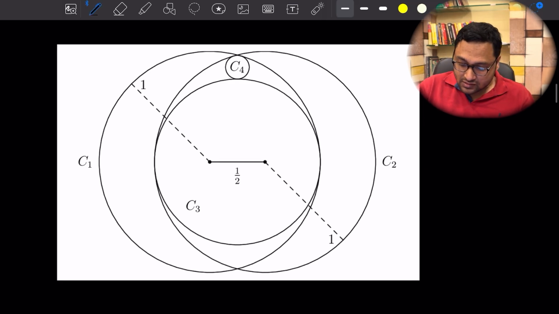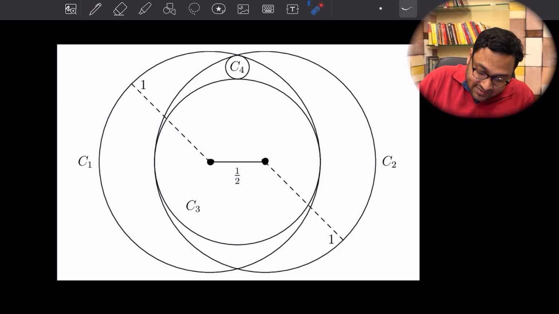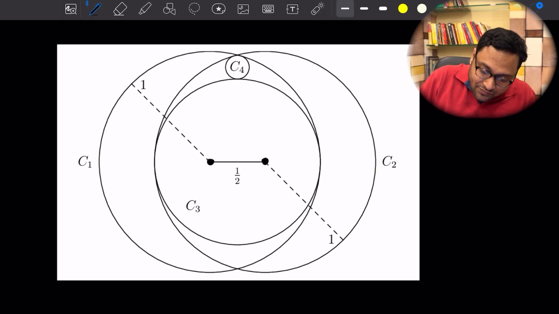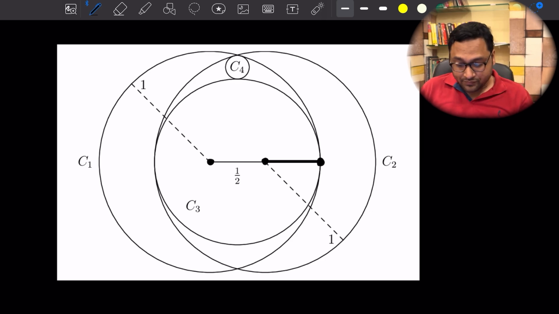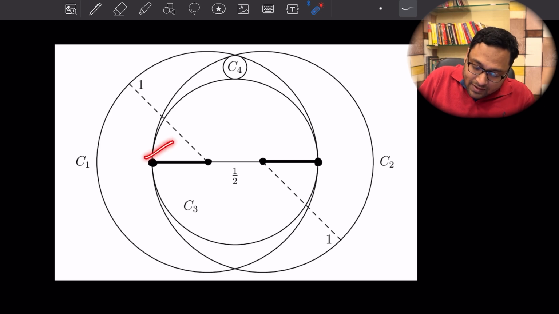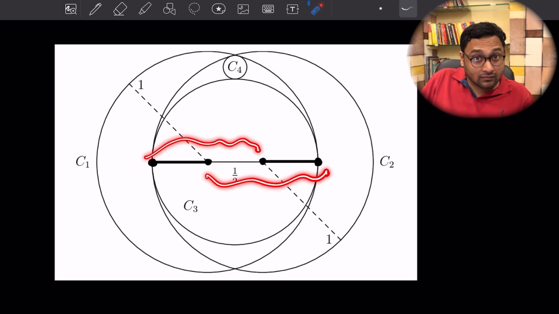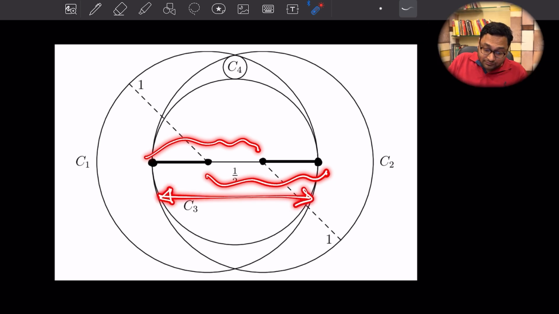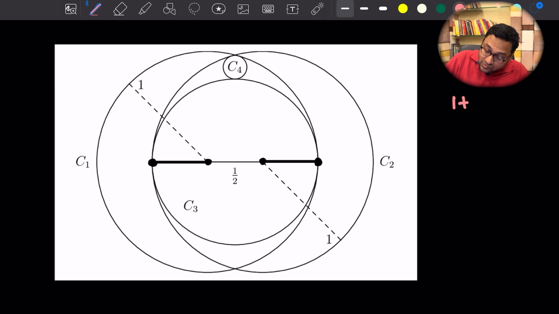We have these two circles with these two centers, C1 and C2. So if I extend this, this will hit the point of tangency. And if I extend this, that will also hit the point of tangency. So this much is 1, this much is 1. So what is this much? Well, it's 1 plus 1 minus half, that is 3 by 2.